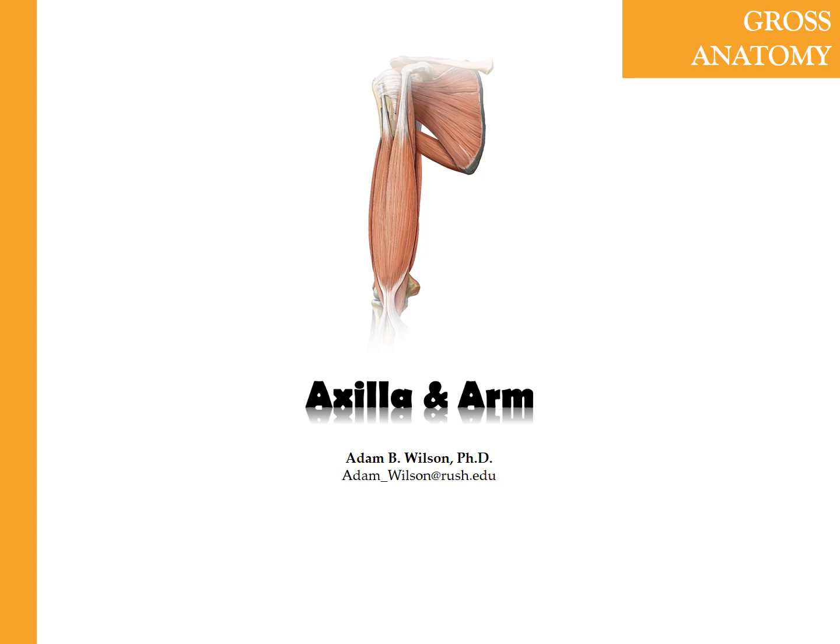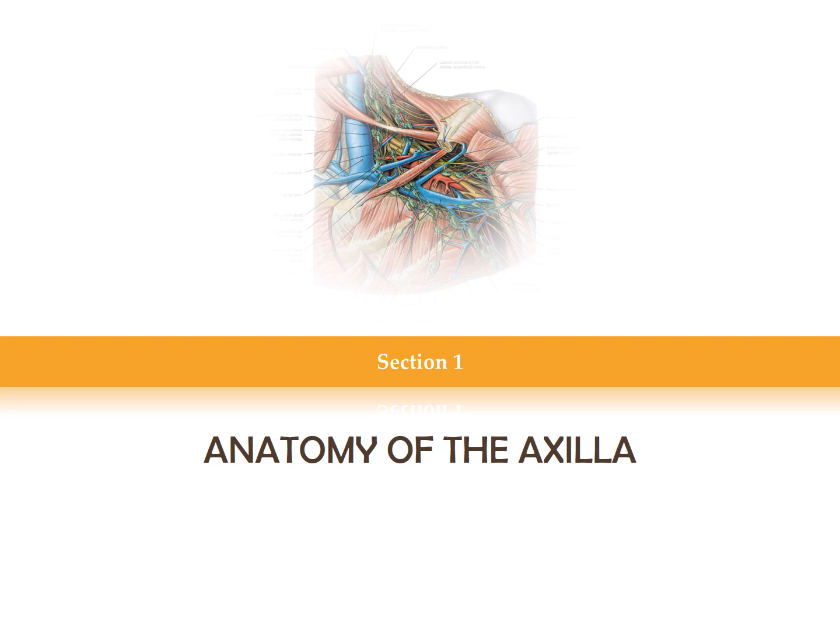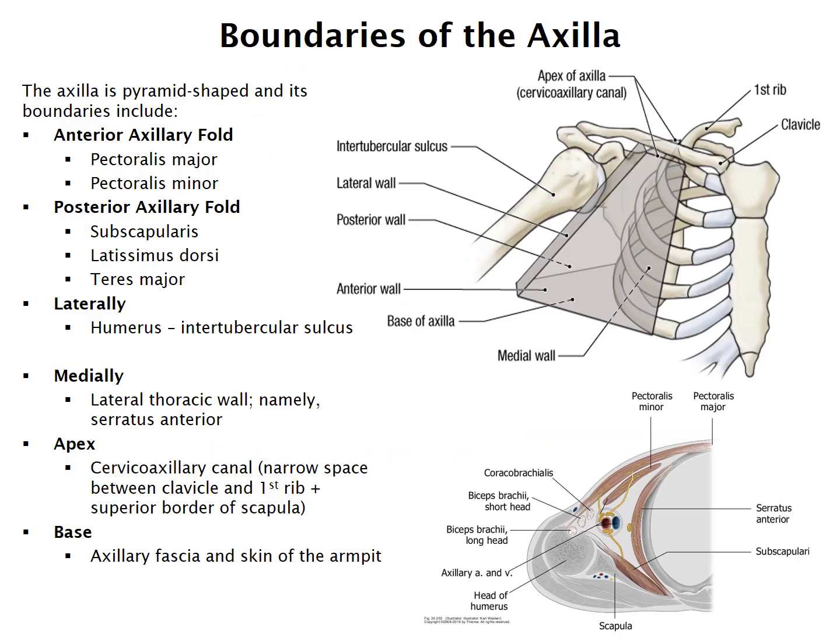In this video, we'll be discussing the axilla and the arm. Let's begin with the anatomy of the axilla, which is the armpit. The area of the axilla is a pyramid-shaped space wedged between the lateral thoracic wall and the shoulder joint. The axilla is an area of passage for neurovascular structures that serve the upper limb.